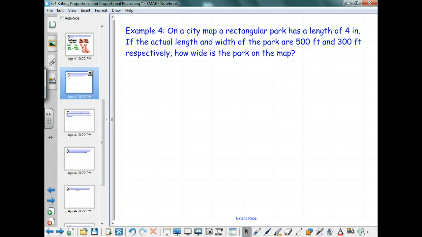Let's do example 4. On a city map, a rectangular park has a length of 4 inches. If the actual length and width of the park are 500 feet and 300 feet respectively, how wide is the park on the map? So, I read the problem.